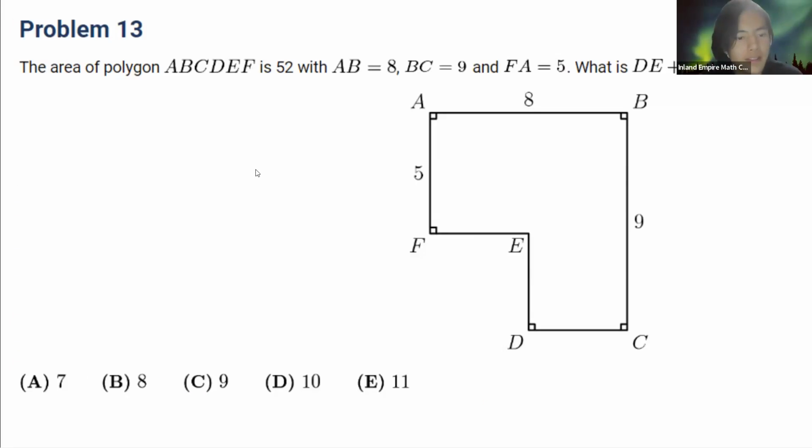So, problem 13. The area of polygon ABCDEF is 52, with AB equals 8, BC equals 9, and FA equals 5. What is DE plus EF? Option A, 7. Option B, 8. Option C, 9. Option D, 10. Option E, 11. So what did we get for this question?